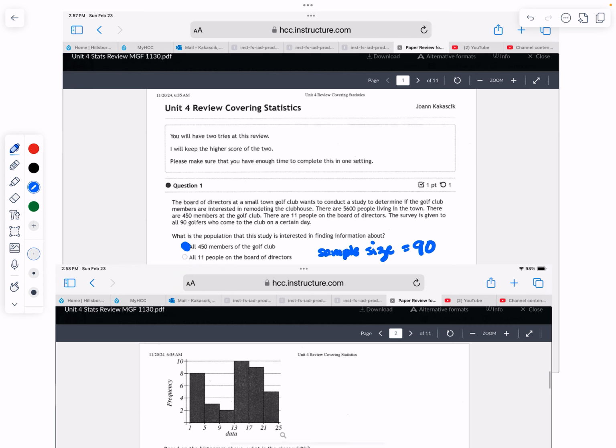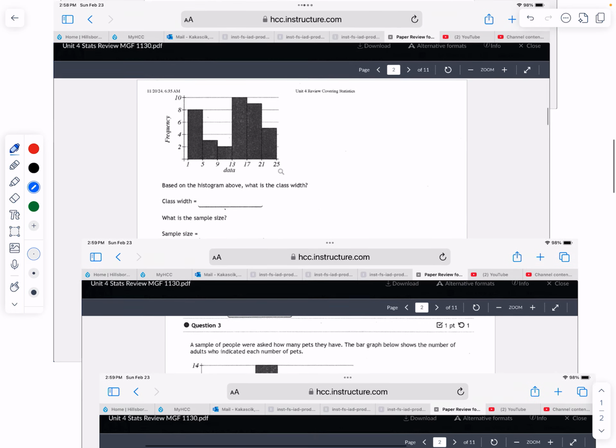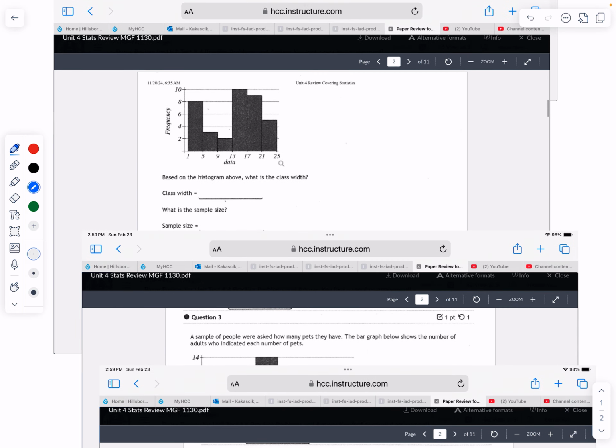All right. So then we can move on to question number 2. So question 2 is here, and it asks about the histogram. Based on the histogram above, what is the class width?